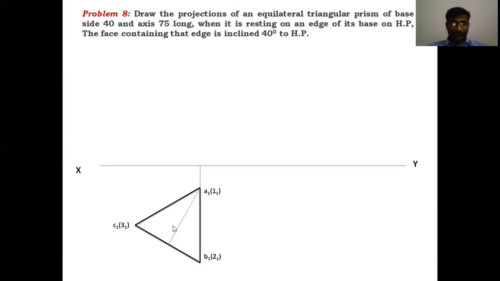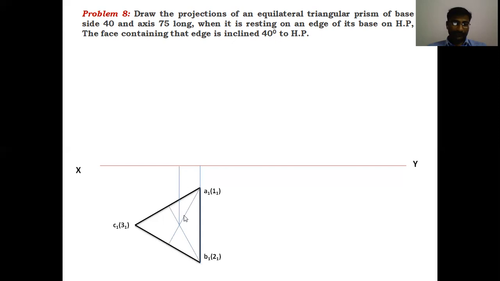How to locate the center of the triangle? Join the apex point, that is one corner, with the opposite midpoint. Like that, you have to draw another line from this corner with the opposite side midpoint. The intersection of these two lines is the center of the equilateral triangle. Okay, this is the geometric center of the triangle.